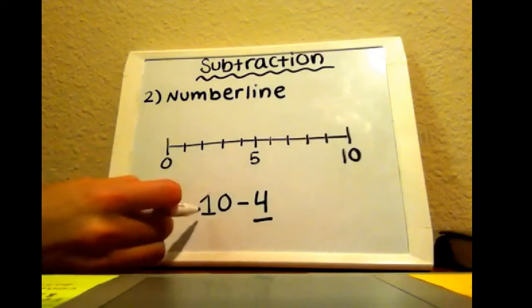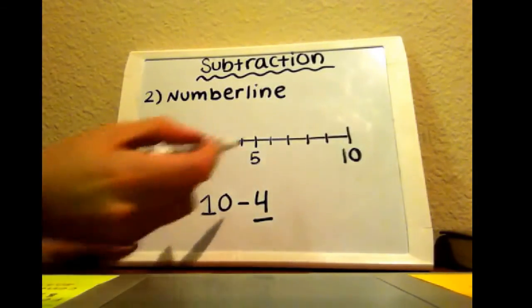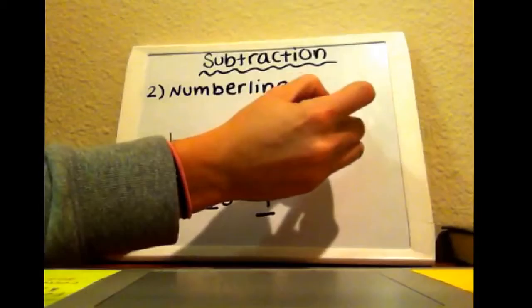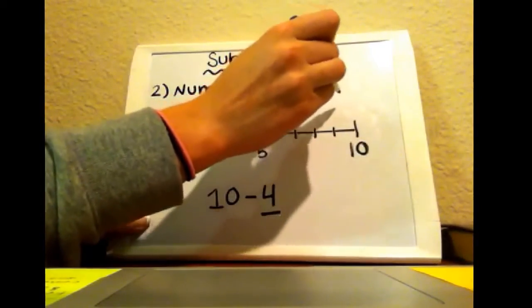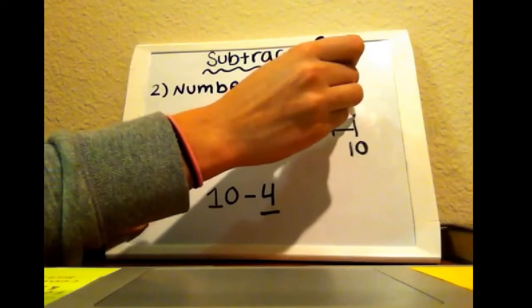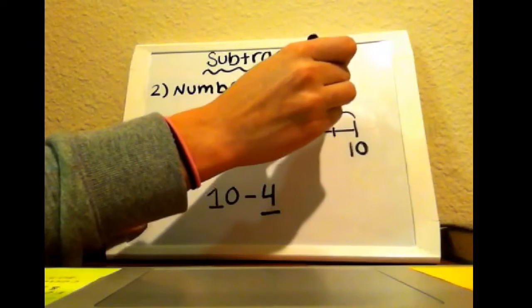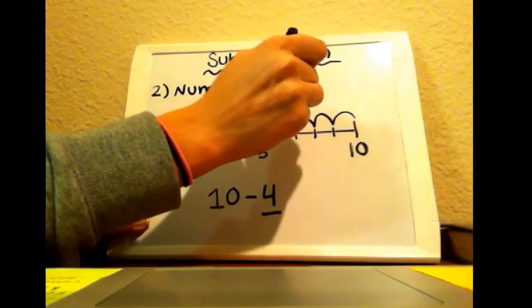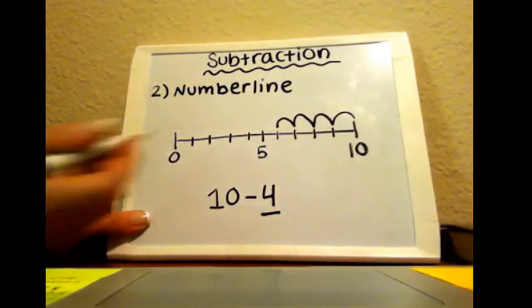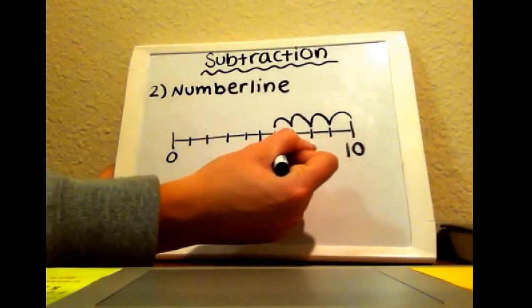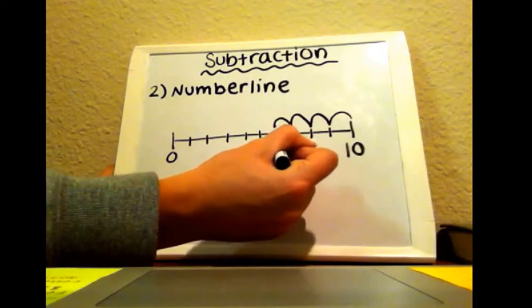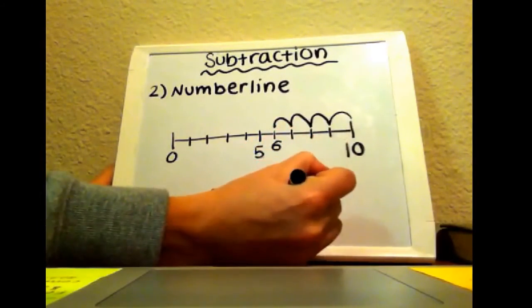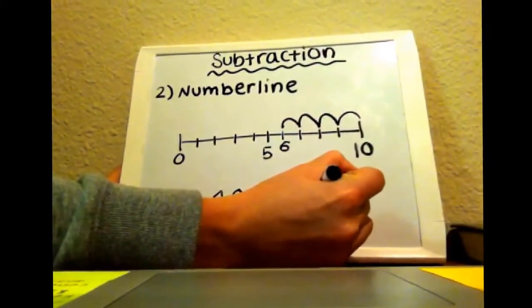So we start at the biggest number that we're taking away from, and we just count backwards. So we're going to go backwards from 10, 4 spaces. So 1, 2, 3, 4. And when we look 4 spaces back, that is 6. So 10 minus 4 equals 6.